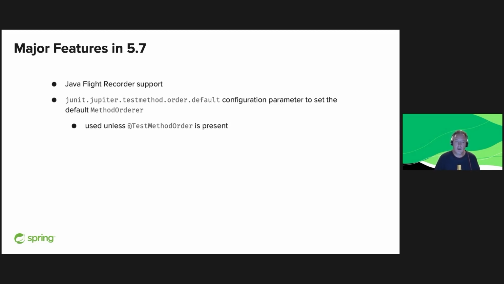Next up, you might be familiar with the method ordering support we've had around for a while. You could configure that previously with the @TestMethodOrder annotation on a particular test class. And as of JUnit 5.7, there's a new junit.jupiter.testmethod.order.default configuration parameter that you can use to set the default method order for your entire test suite. So for example, you might want to say, for this test run, I would like to have all of the test methods executed in a random order.